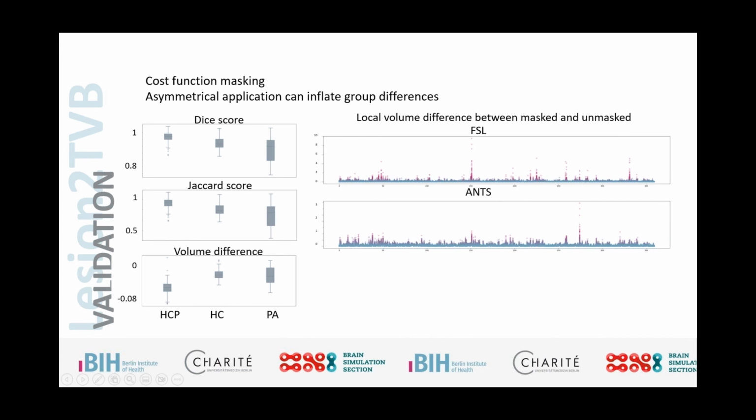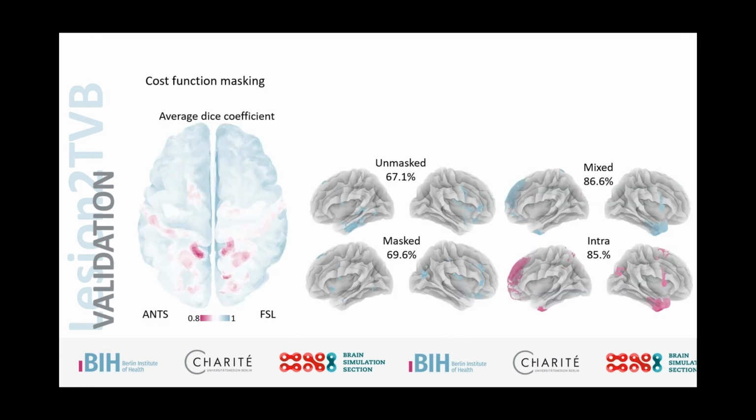So this is what we see even on the local level. If we break it down a little bit more, looking at averages across the whole population, we see ANS on the left side and FSL on the right side. So it's again not based on the actual software. We see quite a pattern emerging of the regions that are mostly impacted by whether or not we apply cost function masking. The chi-score goes down to 0.8 here, which represents a poor matching of the extracted regions between performing masking and performing no masking.